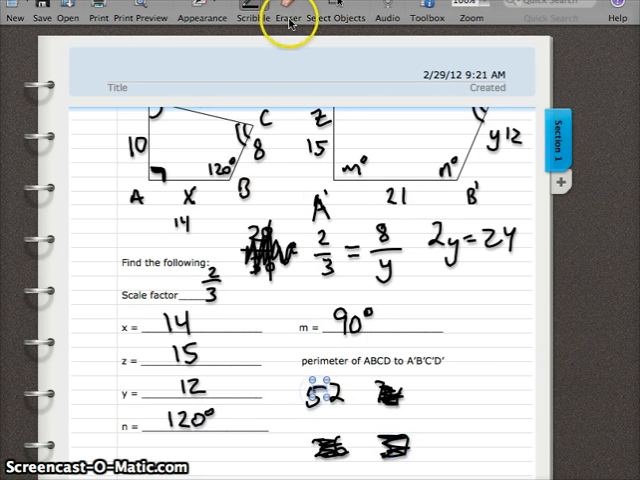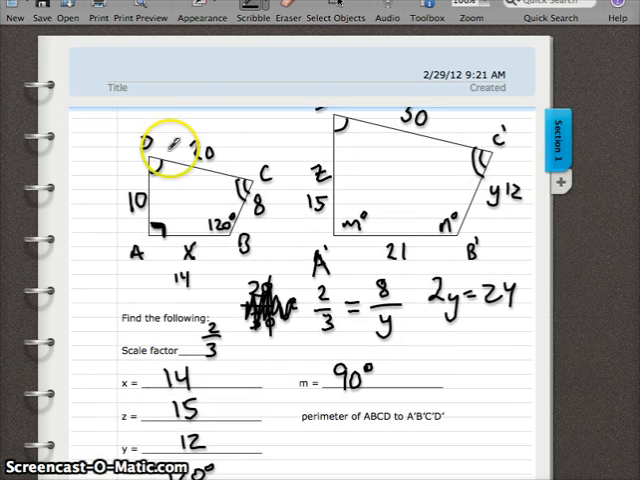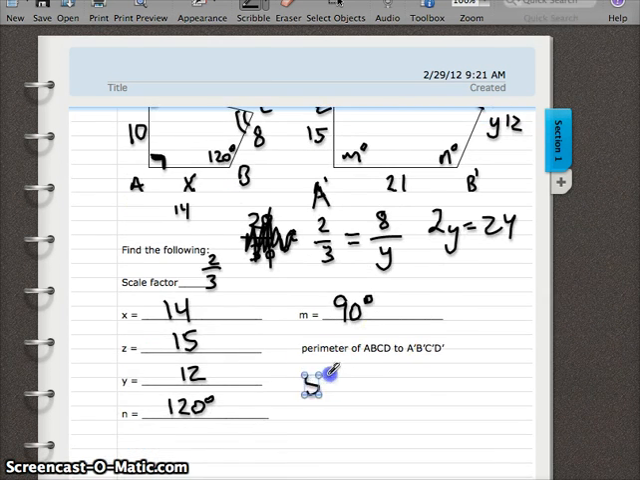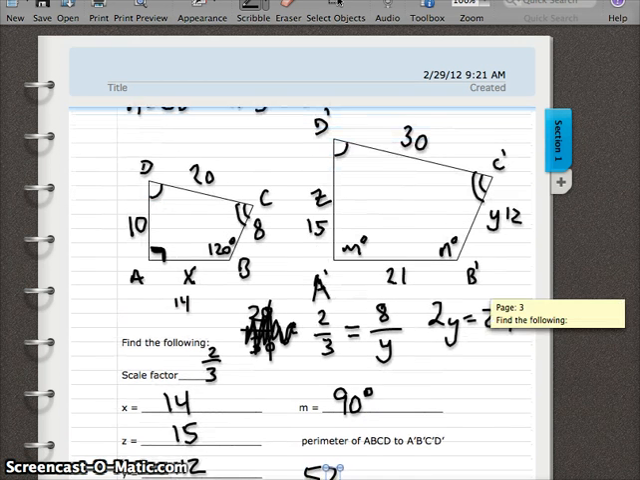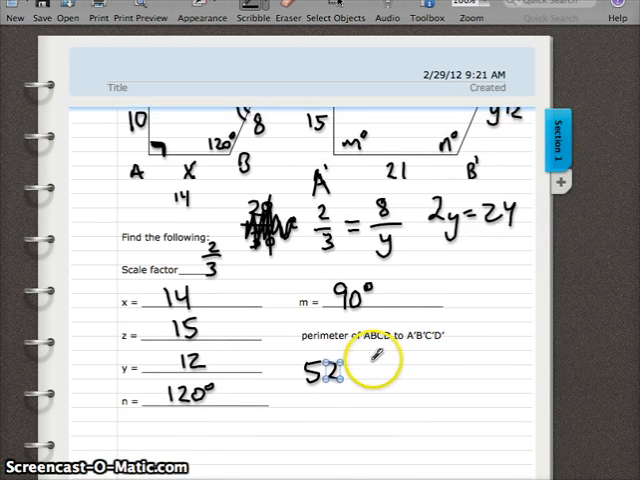Alright, so the last thing to do is, let's compare the perimeters here. Let's get rid of this stuff that's in my way. So if we add up all the sides of the left shape, and compare it to adding up all the sides of the right shape, we'll compare their perimeters. So 20 and 10 give us 30, plus 14 is 44, plus 8 is 52, so that's the perimeter of ABCD. So add up all these sides. 30 and 15 is 45, plus 21 is 66, plus 12 is 78.